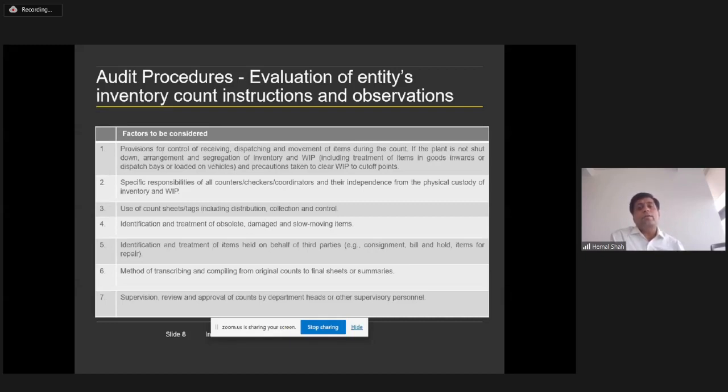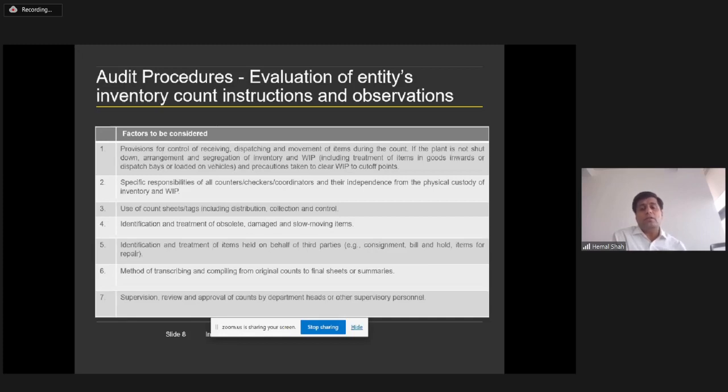Then if the inventory is lying with the company, but it belongs to a third party, for example, if the inventory is sold, but it is bill and hold, or the other way around, if the inventory is sold on consignment basis, but it is lying with a third party. Then getting confirmation from the third party is also quite critical. Method of compiling from original count to the final sheet.